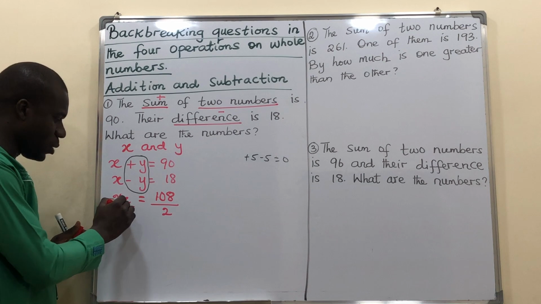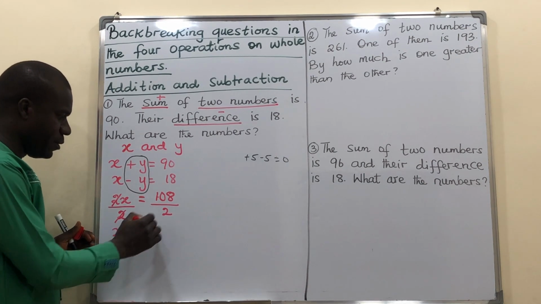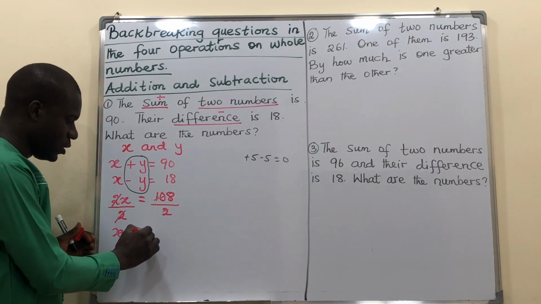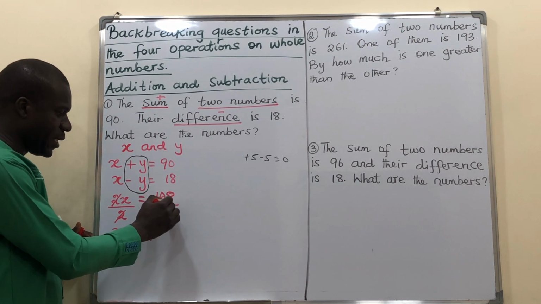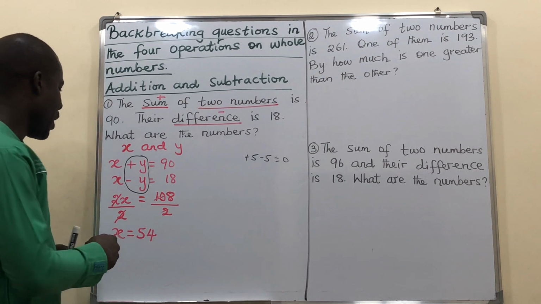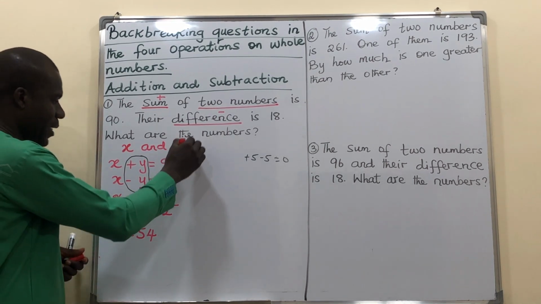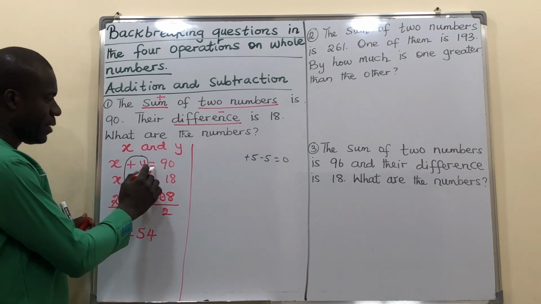2 cancels 2. X therefore will give me 10 divided by 2 is 5. 8 divided by 2 is 4. So 108 divided by 2 will give me 54. I've gotten the first number, which is X. Alright? Now, to get the second number, let's look at the first equation.